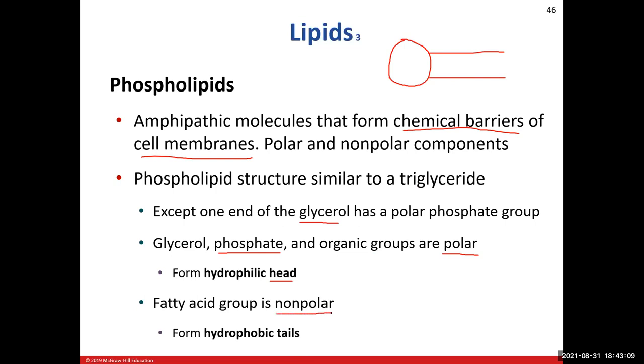So remember what I said. Nonpolar molecules are water insoluble, they will not dissolve in water. So that makes them hydrophobic, water fearing. So the tails are hydrophobic, water fearing. The head is hydrophilic, water loving, because it has the polar group there. Polar molecules will dissolve, they're water soluble.